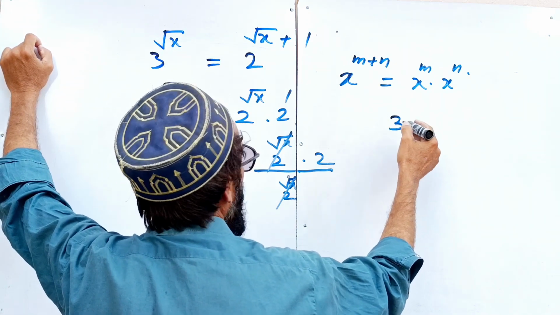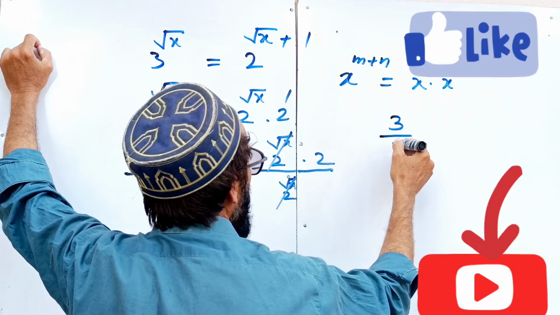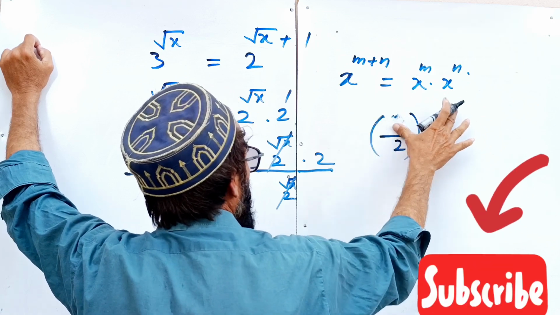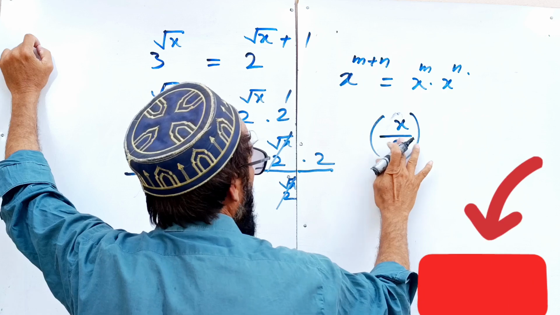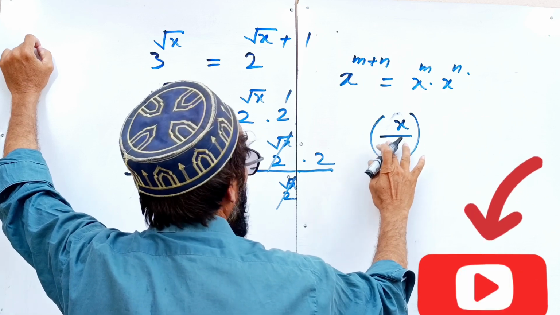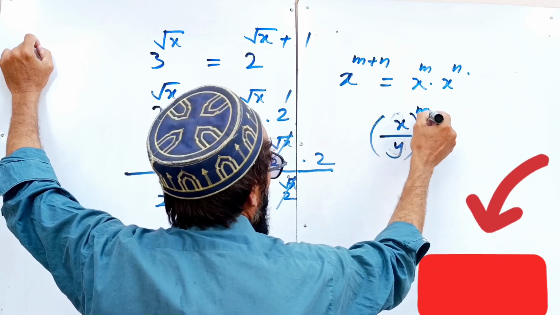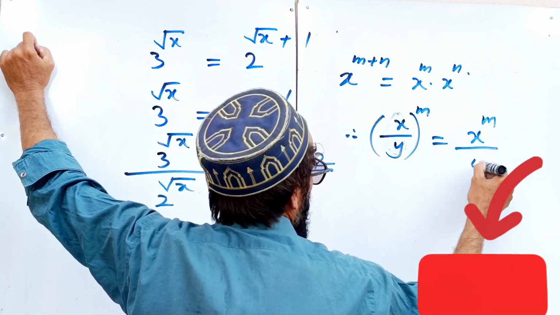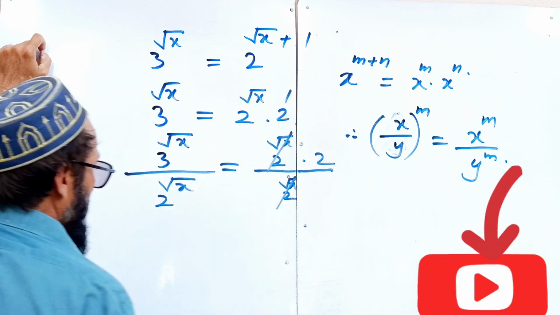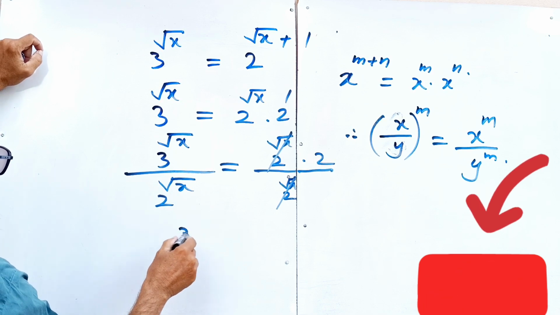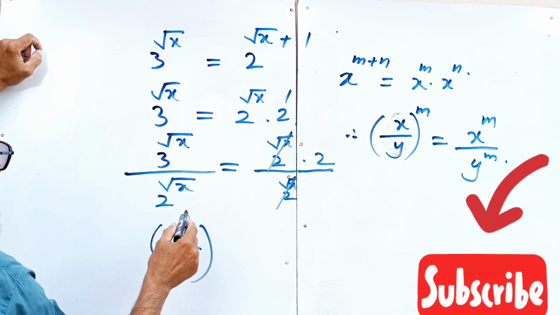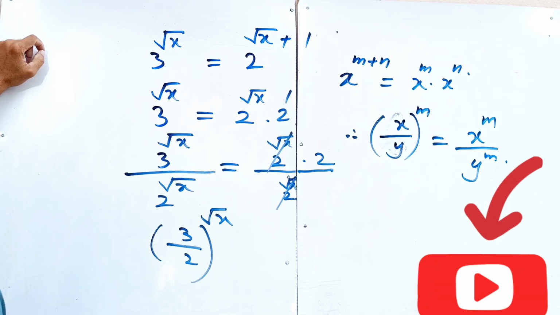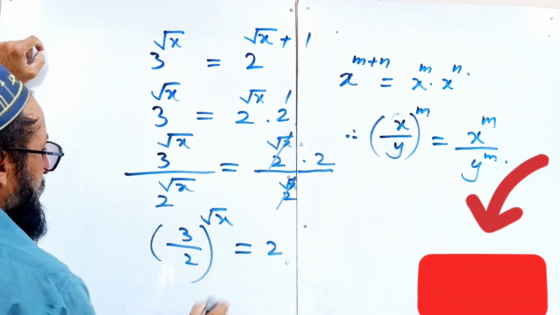So now again, the terms are different and the powers are the same, so 3 divided by 2. We are using the general rule here: x and y divided, and the powers are the same. The power is the same here, so we use the rule x divided by m and y divided by m. According to this rule, we can write 3 by 2 exponent of square root of x is equal to 2.